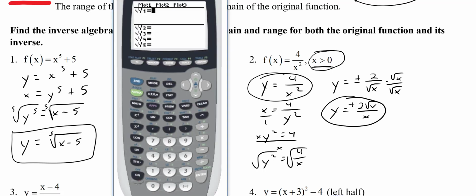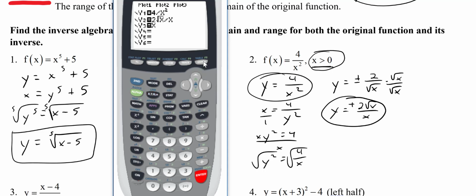So let's bring up the virtual TI here. I cleared this out already. So it's going to be 4 divided by x squared. And the other one is going to be 2 times the square root of x, divided by x. If you didn't rationalize it, it would give you the same thing, right? Should. Okay. And then we're going to do y equals x as well. Okay, let's go ahead and graph that.